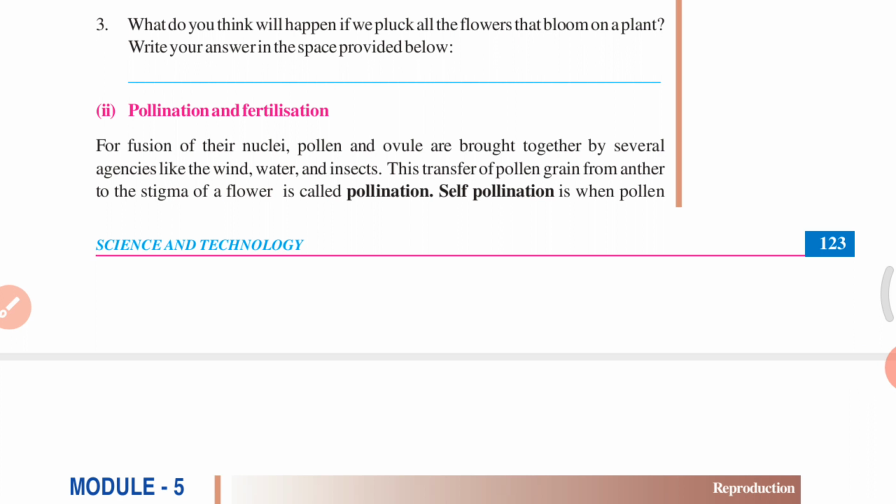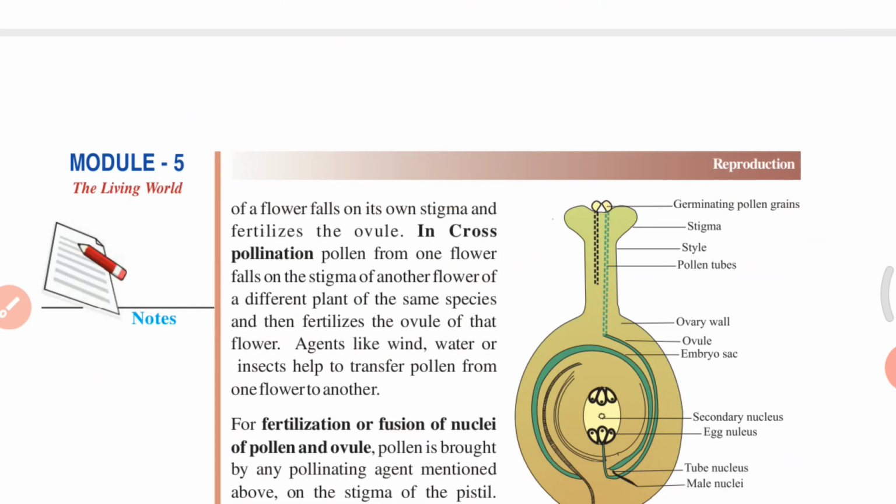There are two types of pollination: self-pollination and cross-pollination. In self-pollination, anther and stigma are in a single flower. Pollen from the anther of a flower reaching the stigma of the same flower is known as self-pollination. A flower pollinates itself.